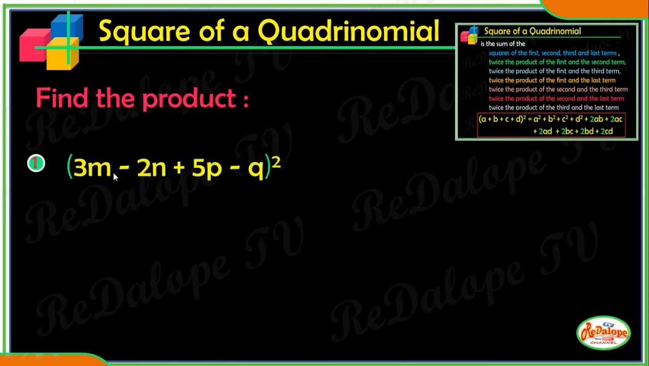So let's start with problem number 1. Find the product of (3m - 2n + 5p - q) squared. So the first thing is we need to square the first four terms. So squaring 3m, that is positive 9m squared. Negative 2n times negative 2n, so that is positive 4n squared. 5p times 5p, so that is 25p squared. Negative q times negative q, so that is positive q squared.